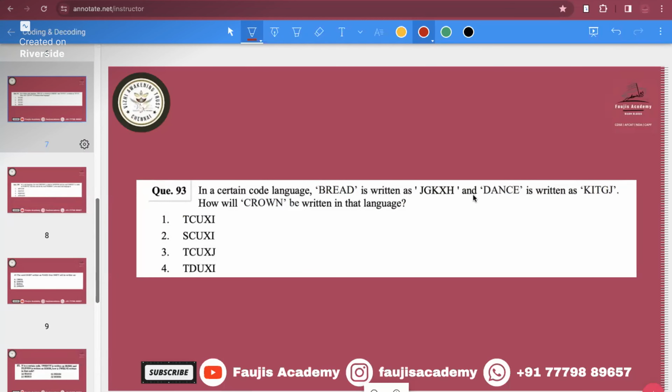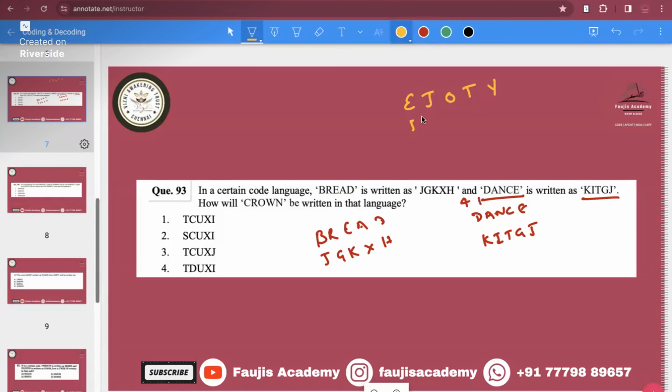Yes, guys. What do you think about this? Bread is written as JGKXH and dance is written as KITJG. So bread is BREAD, GKXH. Dance is DANCE, KITGJ. D is at the fourth position, A is at the first position.